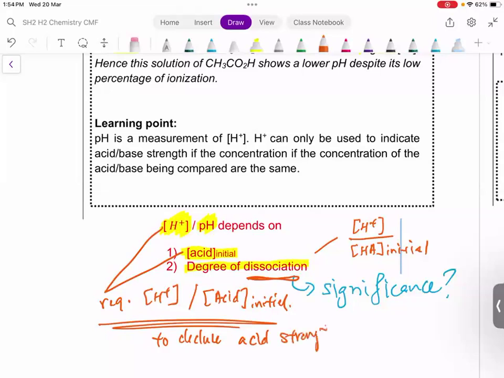You cannot tell the acid strength purely by looking at the pH value. You cannot say, oh, this one has a higher pH value, therefore a weaker acid. Cannot say that. You need a comparison. So if I put a very small amount of H2SO4 and I measure the pH, it wouldn't be very low, because it's very diluted.